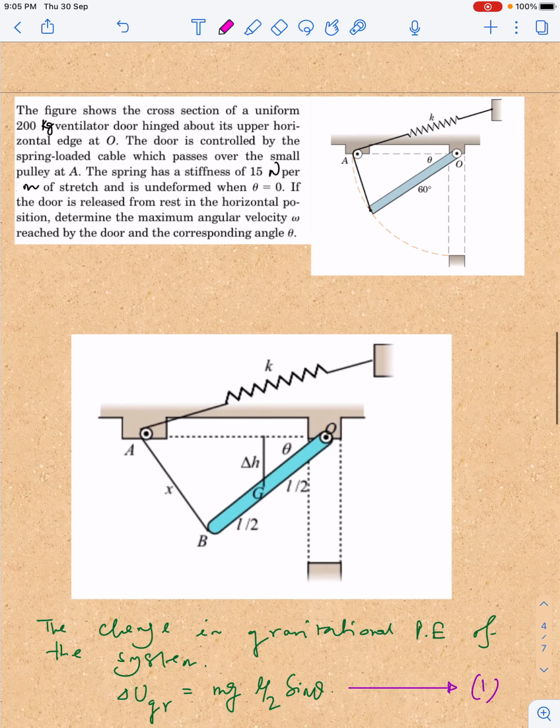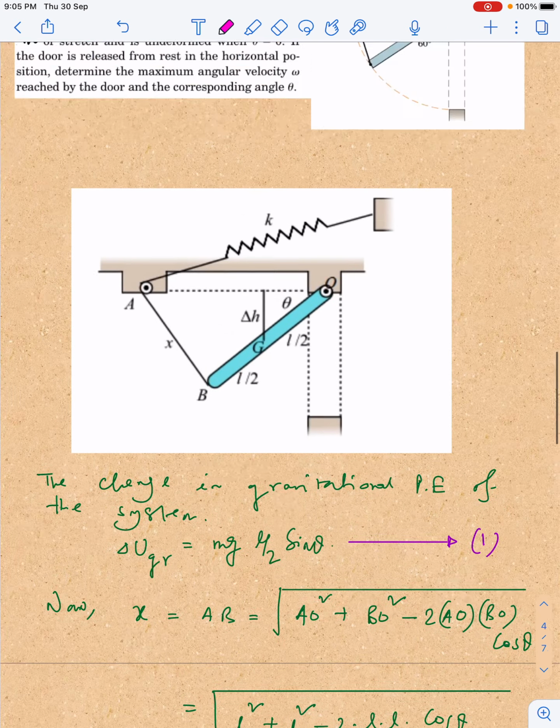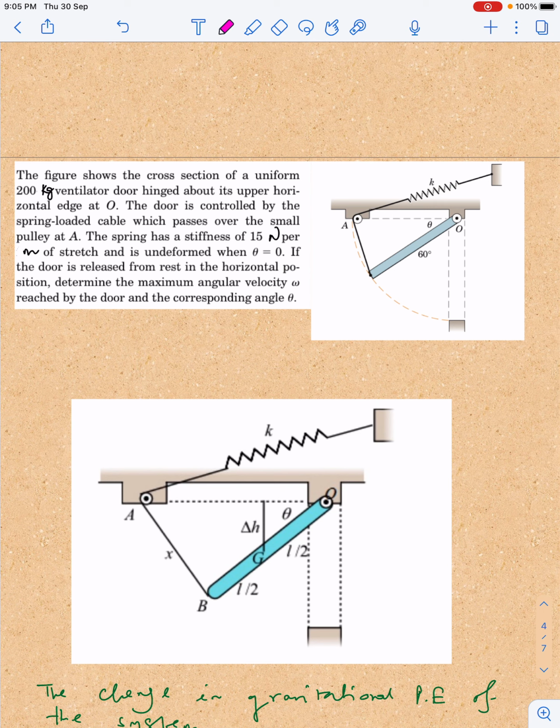Fine, now let us move on to the next question. And the next question is also a very beautiful question. As you can see here, it is saying the figure shows the cross section of a uniform 200 kg ventilator door hinged about its upper horizontal edge O. The door is controlled by the spring laden cable which passes over the small pulley A. The spring has stiffness which is given and it is undeformed at theta equal to 0 degree.